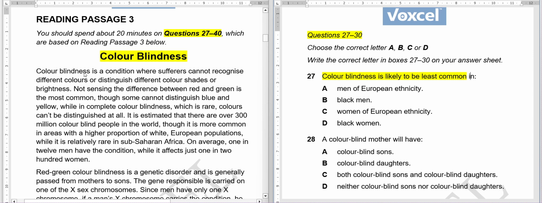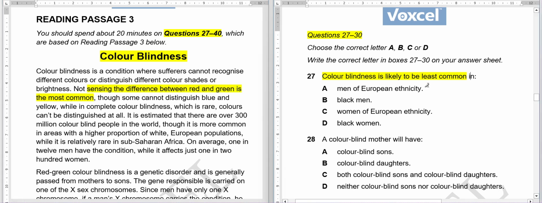Color blindness is a condition where sufferers cannot recognize different colors or distinguish different colors, color shades, or brightness. So they have also given us the term color blindness, what it means. It's a condition where sufferers cannot recognize different colors or distinguish different color shades or brightness. Not sensing the difference between red and green is the most common. So what is the most common color blindness? Not sensing the difference between red and green.